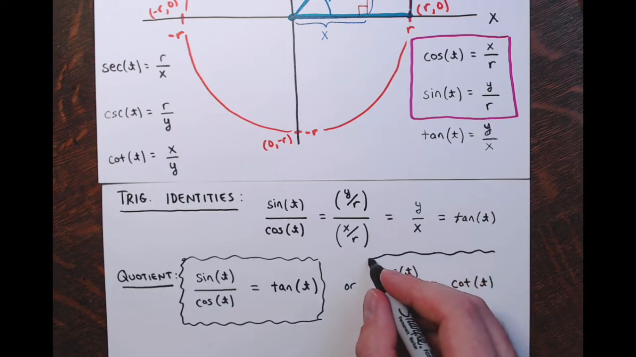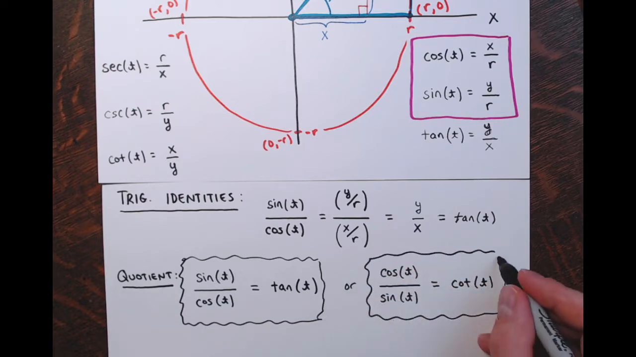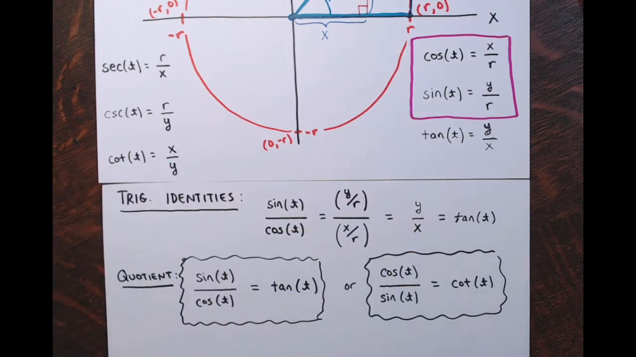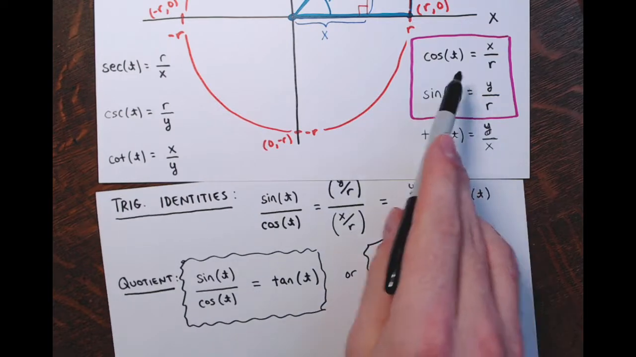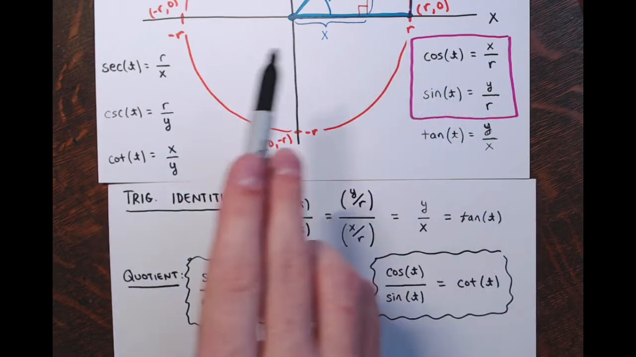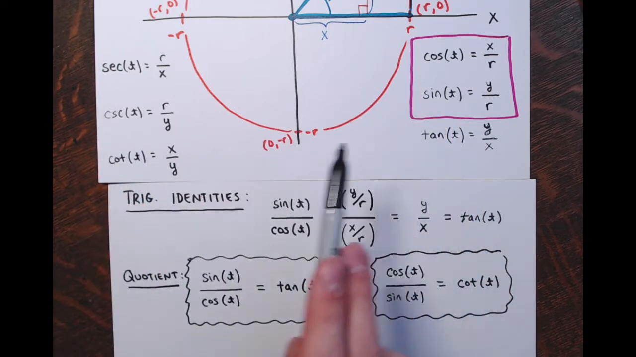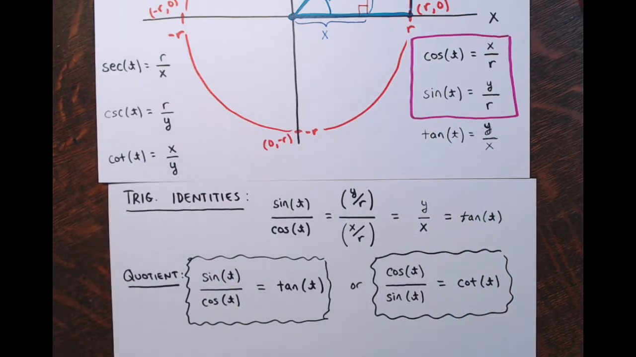You can try it out with the y, because if I just flip these, it would be x over y, and x over y is cotangent. So these are called the quotient identities. Again, not really coming up in this section, but I just wanted to point them out because they're pretty easy to point out. Sine divided by cosine is tangent. Cosine divided by sine is cotangent. And you already know the reciprocals. 1 divided by cosine is secant. 1 divided by sine is cosecant. 1 divided by tangent is cotangent. You already know the reciprocal ones from earlier.